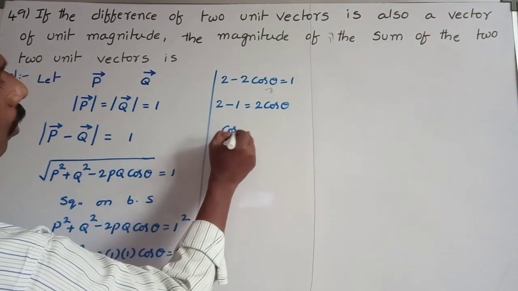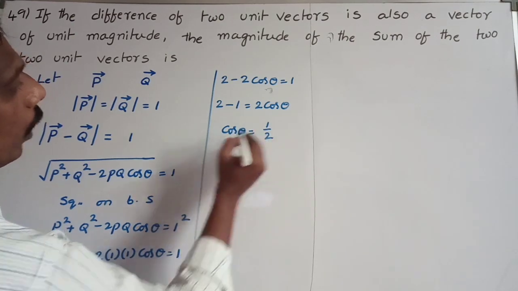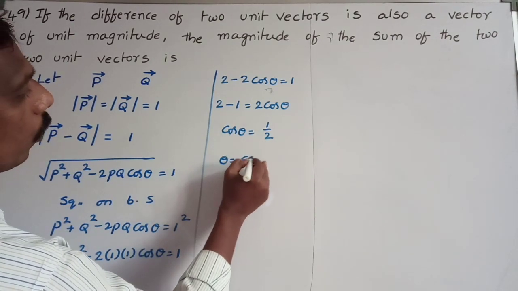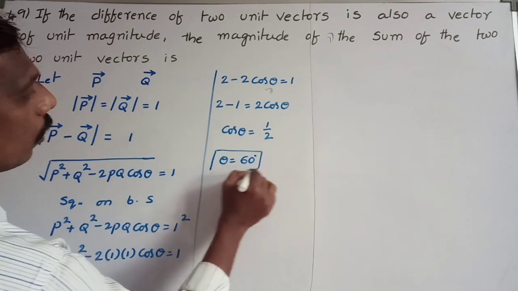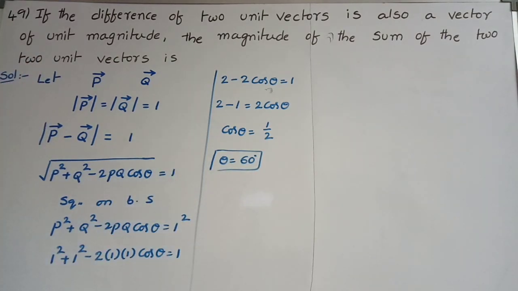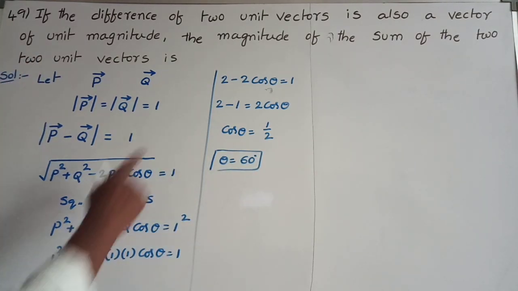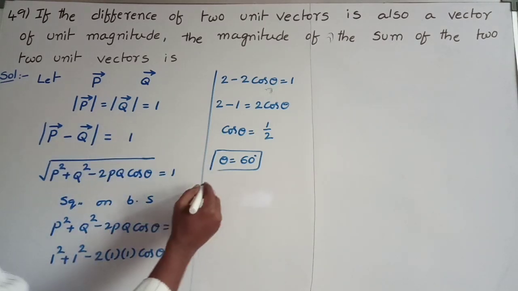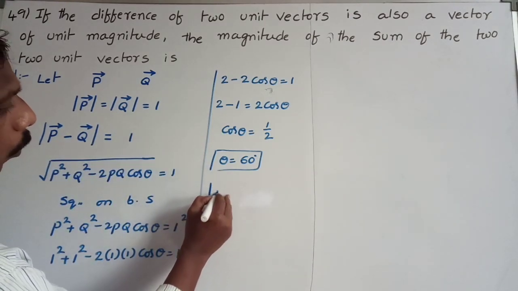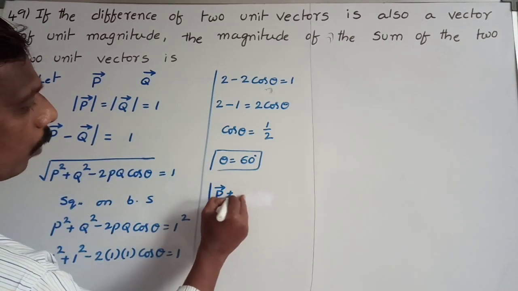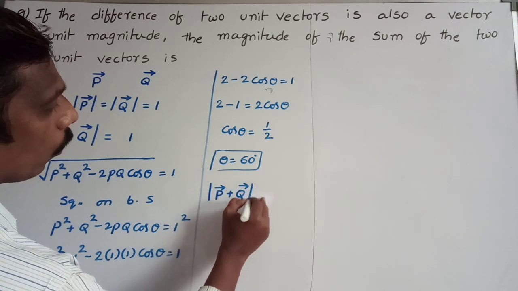From this we can write cos theta is equal to 1 by 2. Cos theta value 1 by 2 at theta is equal to 60 degree. Next, what we have to calculate? Magnitude of sum of the two unit vectors. Magnitude of P bar plus Q bar we have to calculate.